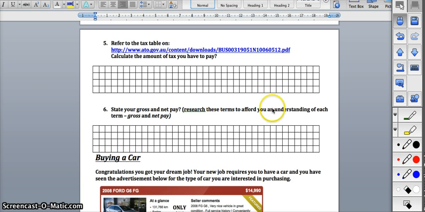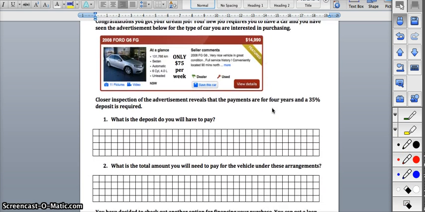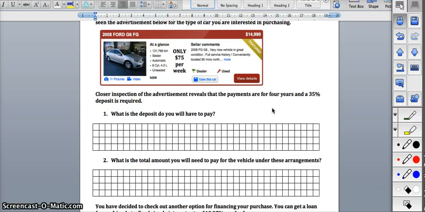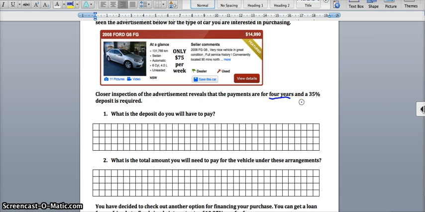Then we go to buying a car. This is the car you've got. You have to pay a deposit because it gives you some information here. Closer inspection of the advertisement reveals that the payments are for 4 years. Important. And a 35% deposit is required. I'm not going to go through that deposit process. I would imagine you'd know how to do that.